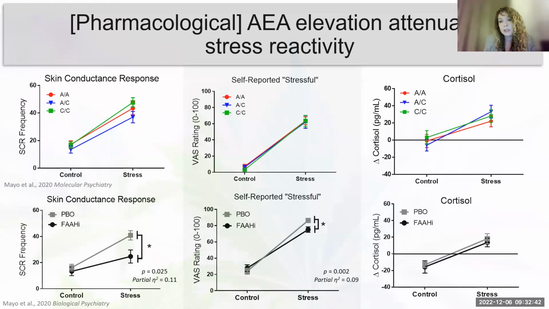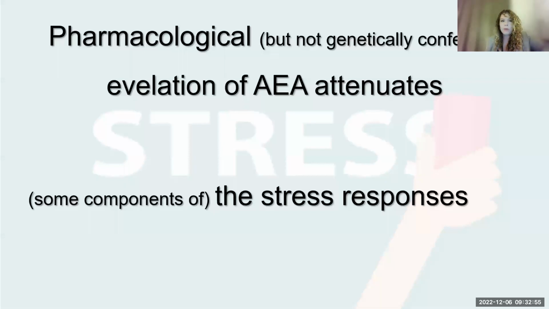But we don't see any differences in their peak cortisol response. So the cortisol reaction to stress is the same, but in the drug treatment group, we have reductions in autonomic and self-reported stress reactivity. So only in the pharmacological study do we see these effects. And we think that it might just be that in the pharmacological study, people had such high levels of anandamide that the small increase you see with the genetic study isn't enough to have these stress attenuating effects.